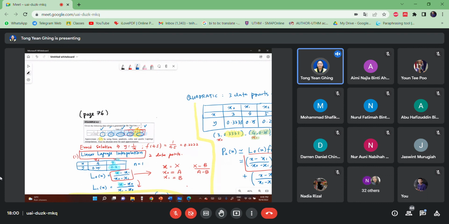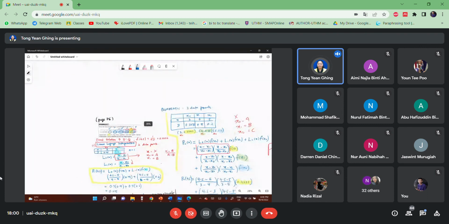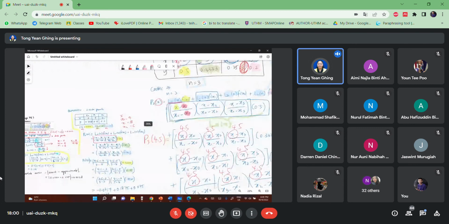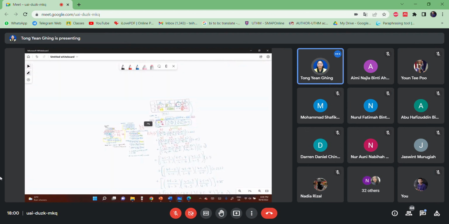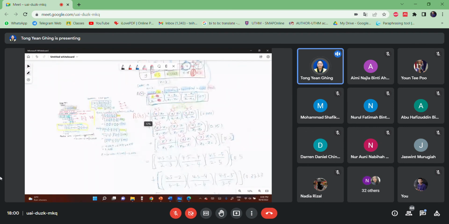Panjang sikit. Semakin panjang lah. Kalau data point lagi banyak, lagi panjang. Weighting function dia lagi lah banyak. So sekarang, you will have like a product of 3 things. So later on you will have a 4. Lepas tu daripada L0, L1, L2, L3, ada lagi L3, L4 untuk quartic. Boleh?